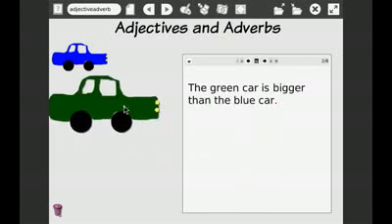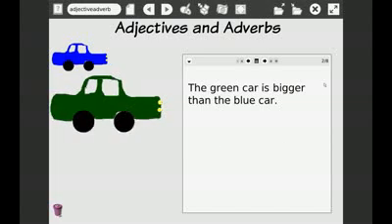Now we have a second car to talk about. It's a green car, and this is clearly bigger than the blue car. The green car is much bigger than the blue car, maybe twice the size. This is called a comparative adjective. We're comparing two things here. So think comparative, compare, only with two things though. Because then it gets a little bit tricky.